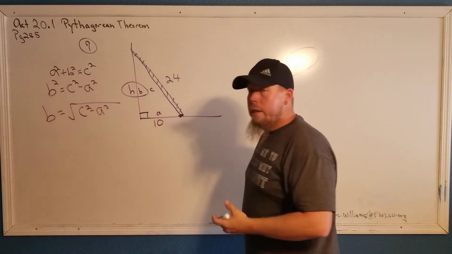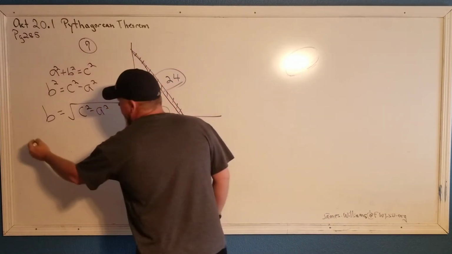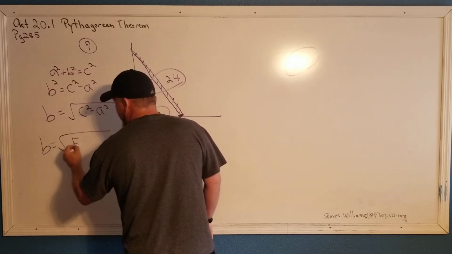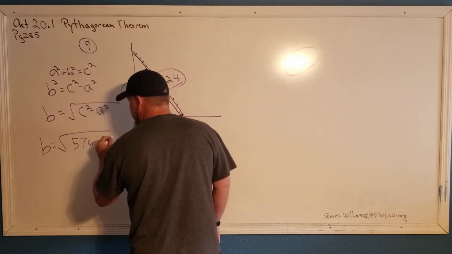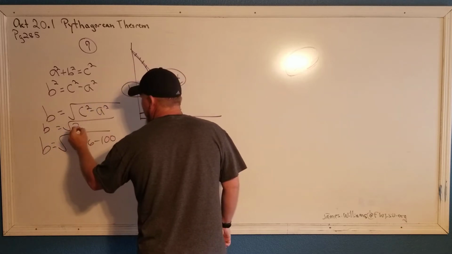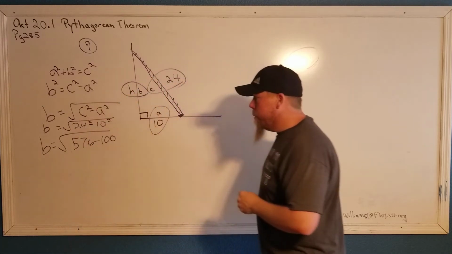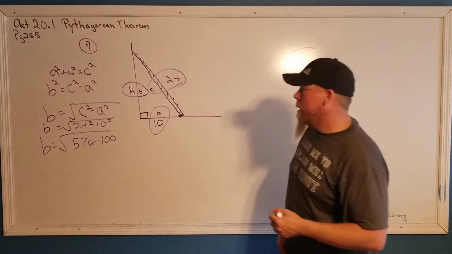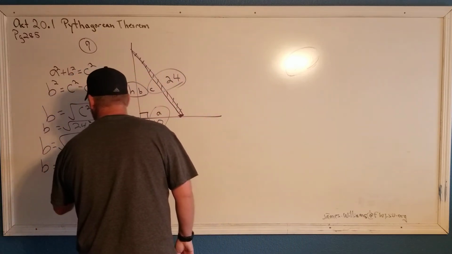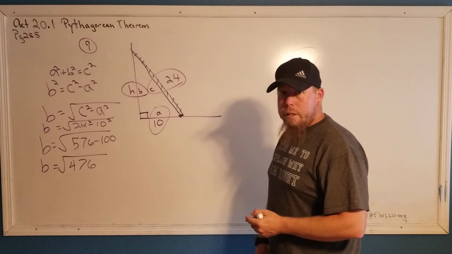And then what I'm going to do is plug in the values I have here. In this case, C is 24 and A is 10. So I'm going to have B equals the square root of 576 minus 100. Why is it 576 minus 100? Because B is equal to the square root of 24 minus 10, both of which are squared. Okay, and 24 squared is 576, and 10 squared is 100. So B equals the square root of 476.